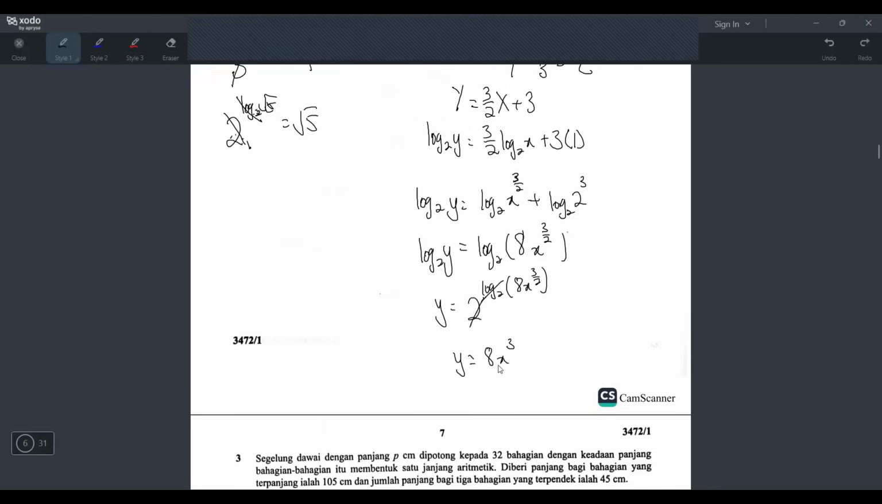But do you know power 3 over 2 is actually the same as power 3 power 1 over 2? And we all know power 1 over 2 is square root. So you can also write it like this. Yeah, this is the answer.